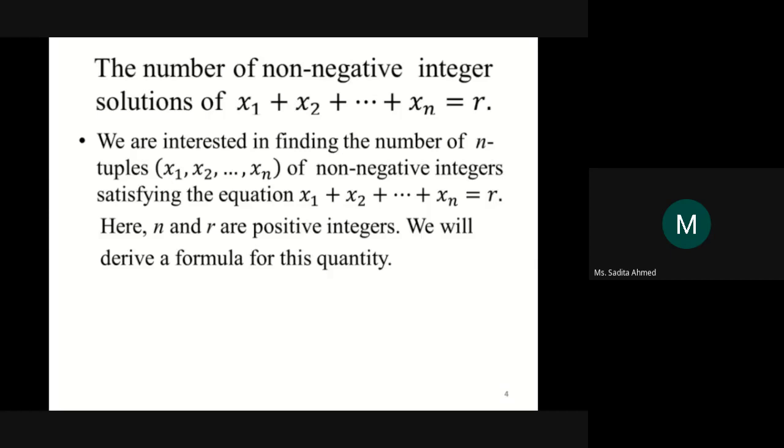So if you have such an equation, how many possible solutions are there? We want to count the total number of non-negative integer solutions, where x1, x2, x3, and so on until xn, all have a value greater than or equal to 0. That is, they will be non-negative. So how many non-negative integer solutions to such an equation would there be? We want to count that.